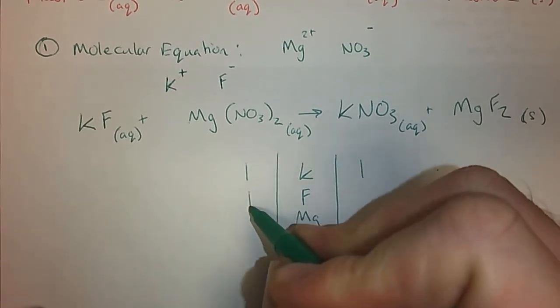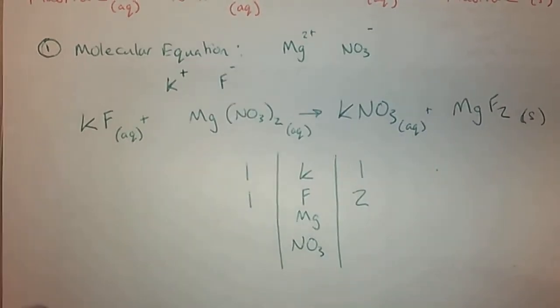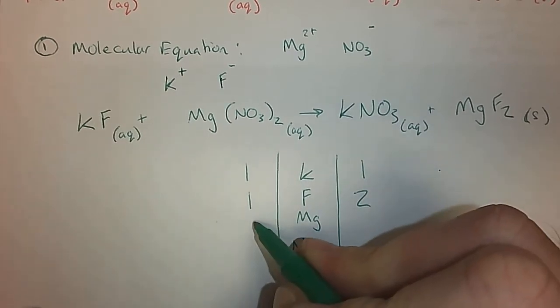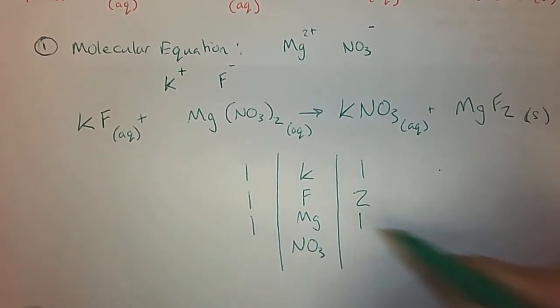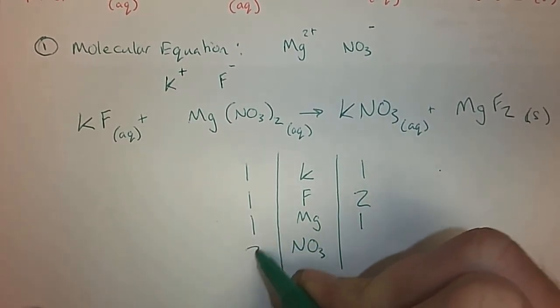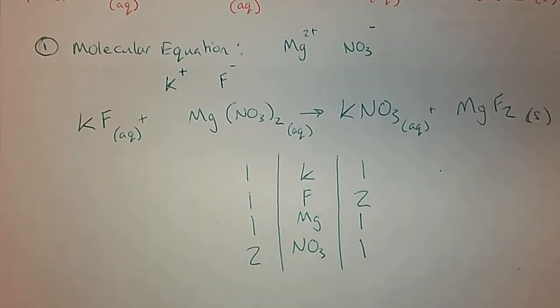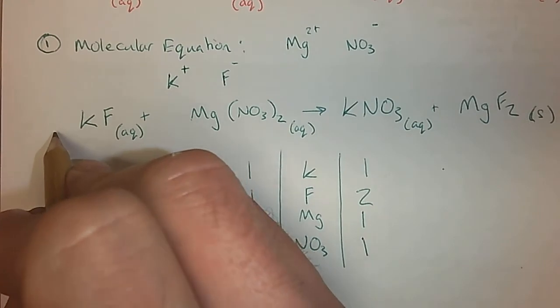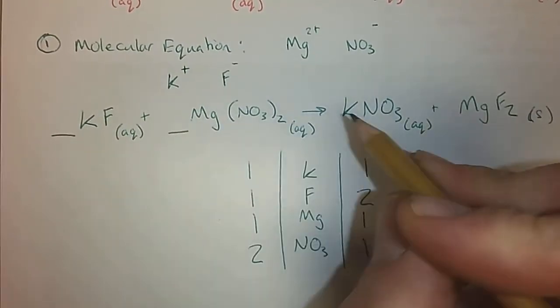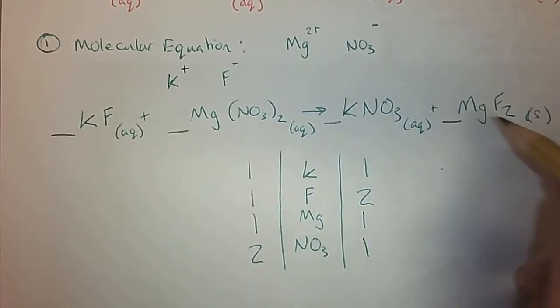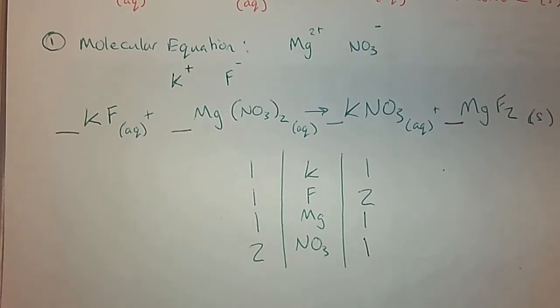We have got 2 fluorines on the left and 1 on the right. We have got 1 magnesium on the left and 1 on the right. We have got 2 NO3s over here, and we've got 1 over there. Now, remember that the places you can put coefficients is here, and that will have the effect of multiplying those molecules by however many numbers you put there.